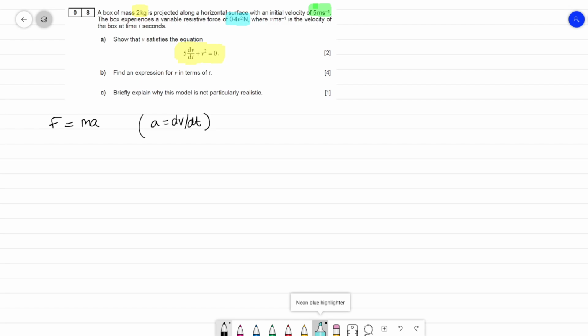So the forces acting on the box, we've got the resistive force of minus 0.4 v squared is 2. There we go. The acceleration can be expressed as dv dt. Seeing as the question has that in the answer, I'm going to just chuck that in. And I can definitely see this a little bit. I'm going to maybe take it all over to one side so that it's all positive.